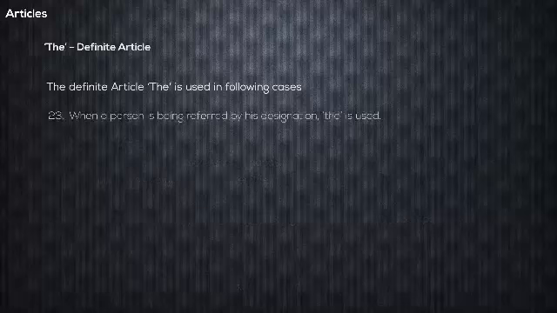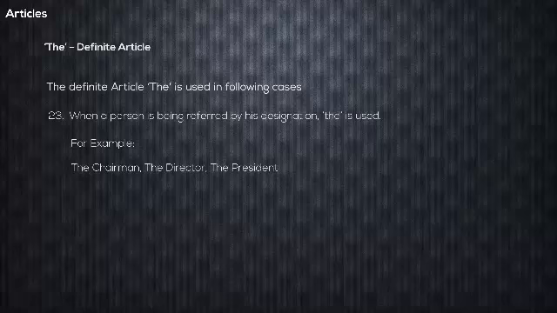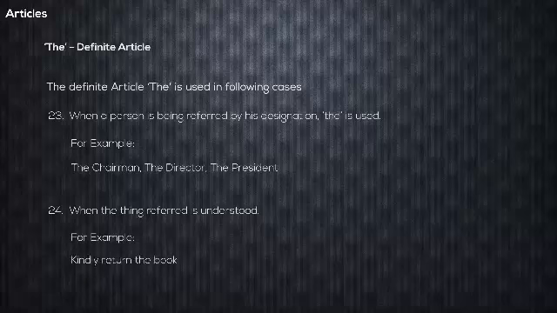Twenty-third, when a person is being referred to by his designation, the is used. For example, the chairman, the director, the president. Twenty-fourth, when the thing referred to is understood. For example, kindly return the book. Can you turn off the lights?